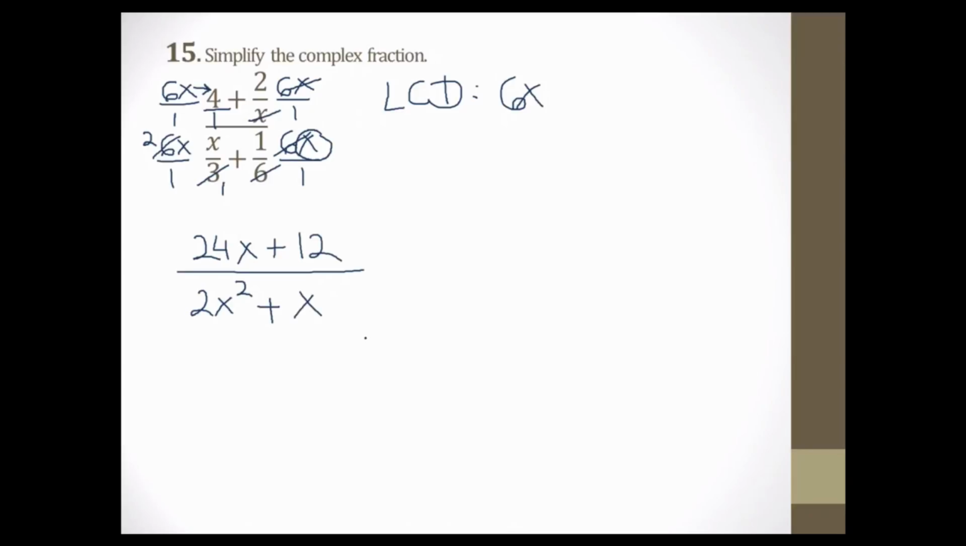Okay, I may not be done because maybe there's something else I can simplify. So let's try to factor a little bit top and bottom. I'm going to factor the top by pulling out the greatest common factor. Both of these terms have 12 in common. And dividing out a 12, I'm left with 24x divided by 12, which is just 2x, and then 12 divided by 12 is 1. And in the denominator, I'm also going to use pulling out the greatest common factor as my preferred choice of factoring because both of them share a common factor of x. And then I'm left with 2x plus 1.